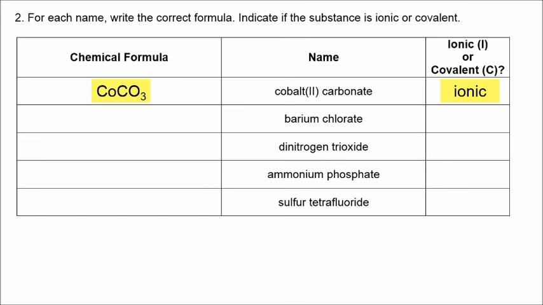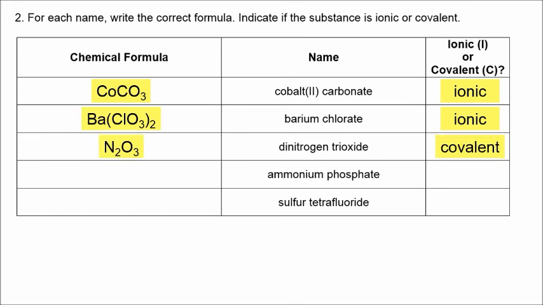Barium is Ba with a plus 2 charge. Chlorate is ClO3, but it has a minus 1 charge. So we need 2 chlorate ions in this formula to balance the charge. Again, it's ionic because it contains ions. The next one is a covalent compound, and you can tell because of the prefixes. So we're simply naming the compound dinitrogen trioxide, and that refers to the number of atoms of nitrogen and oxygen.